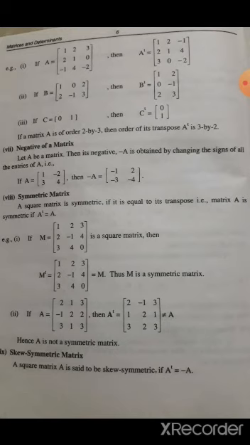Then skew symmetric matrix. For finding skew symmetric matrix, we have to use a formula: transpose of A is equal to negative of the matrix A. First of all, we have to find the transpose of A, then we have to find negative of the given matrix. If both the answers are the same, then we can say that it is a skew symmetric matrix. Then the next is diagonal matrix. For the diagonal matrix, at least one element or one entry of the diagonal should not be 0. More entries can be 0, but at least one entry should be non-zero.